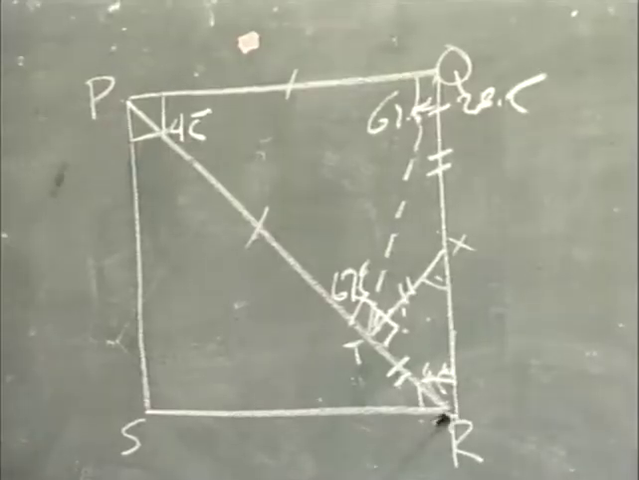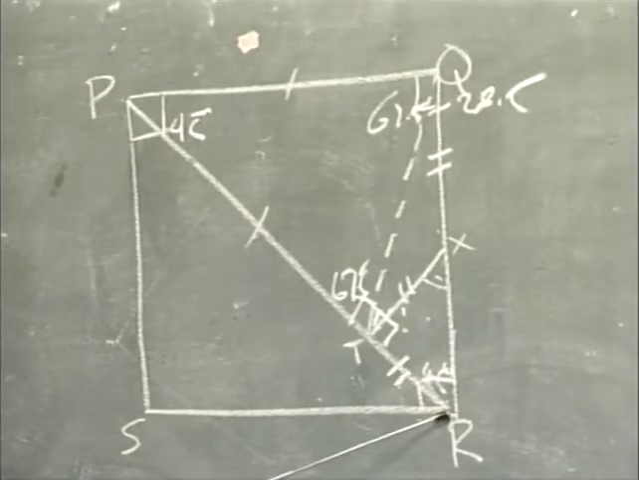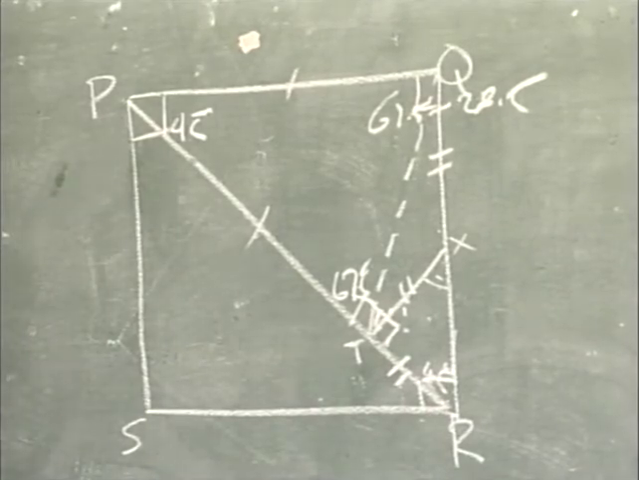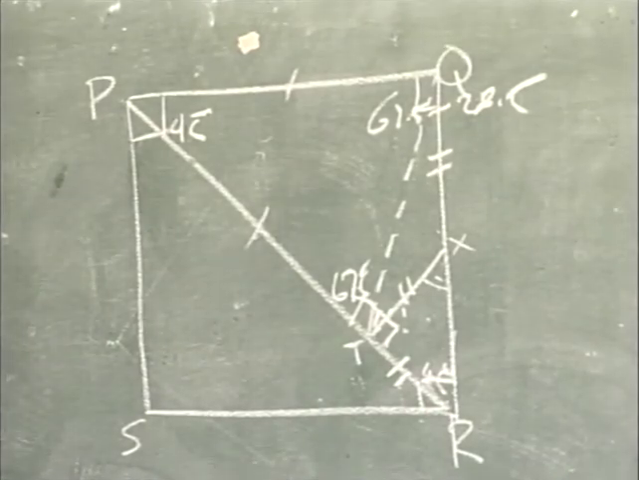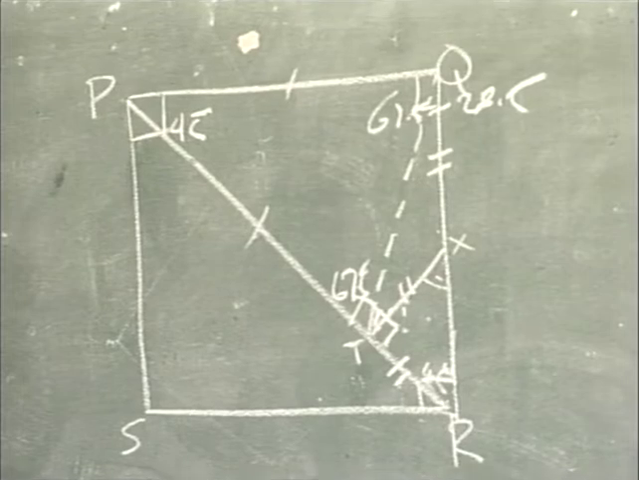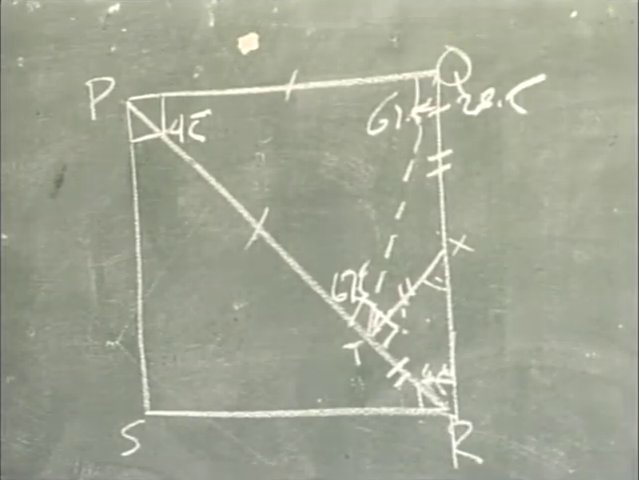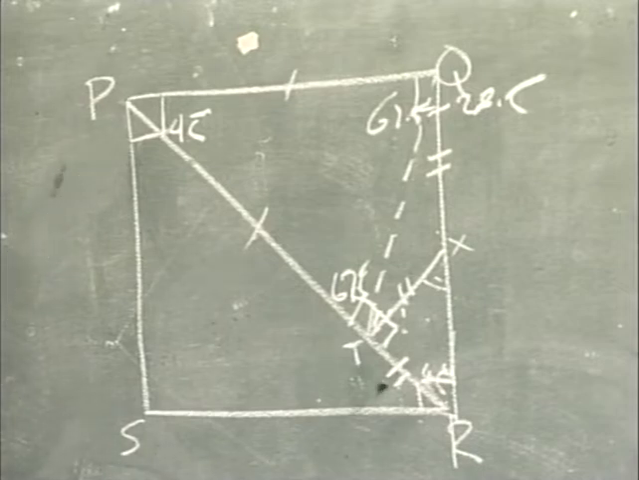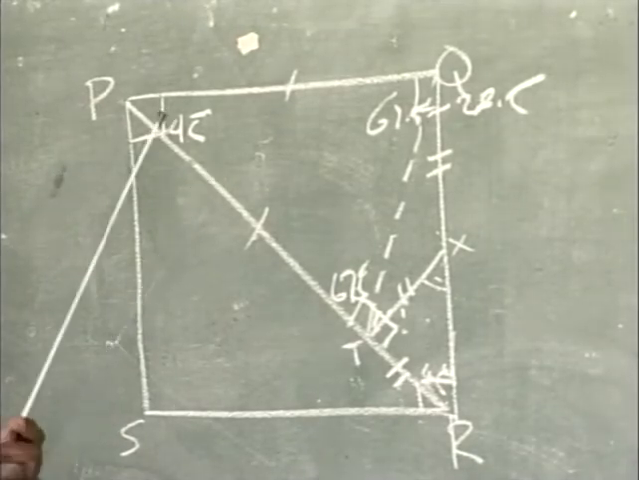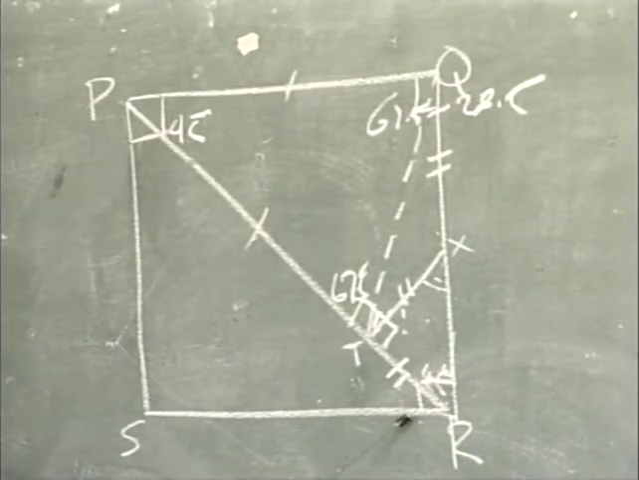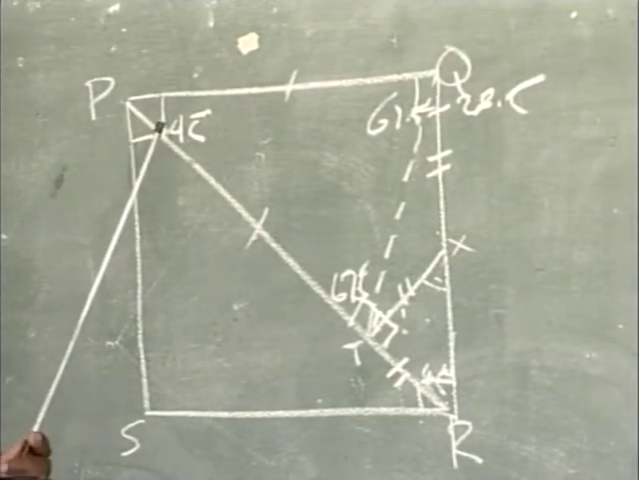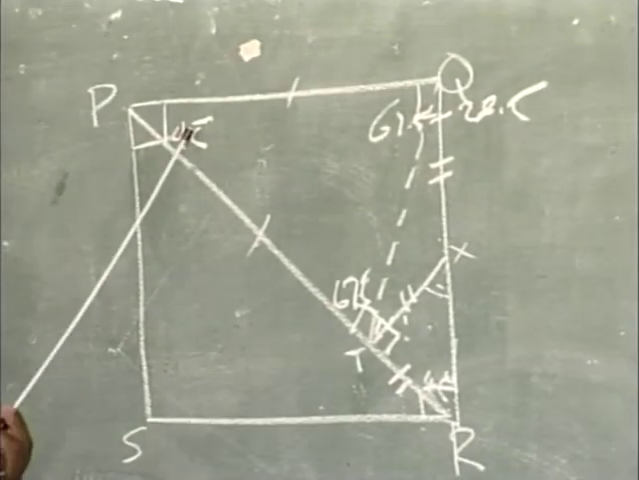Well, PR is a diagonal of the square. The diagonals bisect the angles only in a rhombus and a square. In a rectangle, although the diagonals are equal, they don't bisect the angles. What I mean by the angles are these angles here. In a square and a rhombus, yes, that's true. So if this is a diagonal and the angle is 90 degrees, that's 45 degrees.